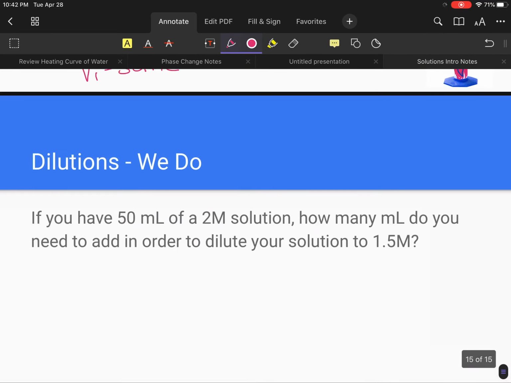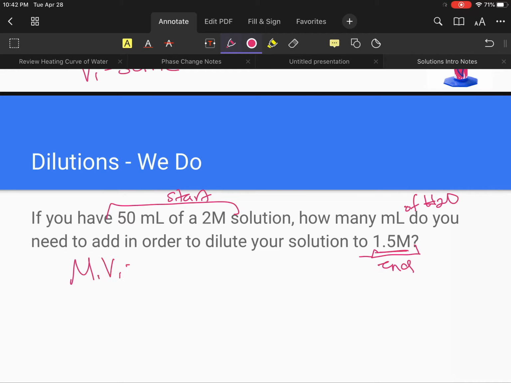Okay, let's look at one more. So it says if I have 50 milliliters of a 2 molar solution, how many milliliters of water do I need to add to dilute it to a 1.5? So this is my end, and this is my start. This is what I have. So M1V1, M2V2. So M1, I have 2 molar, and I have 50 milliliters. My ending, I have 1.5 molar, and I'm looking for that volume.